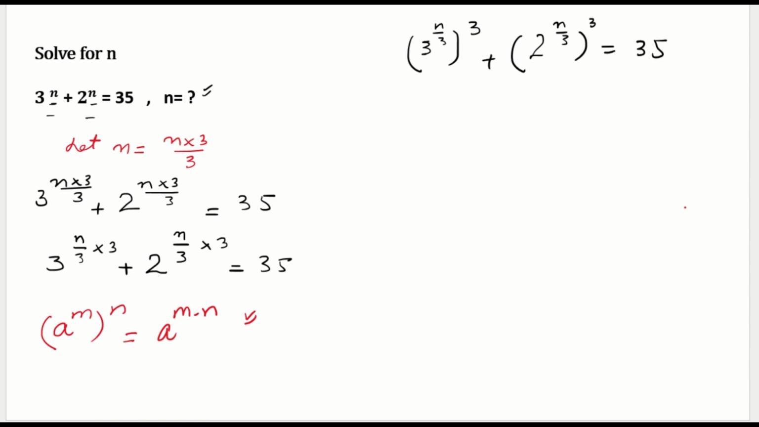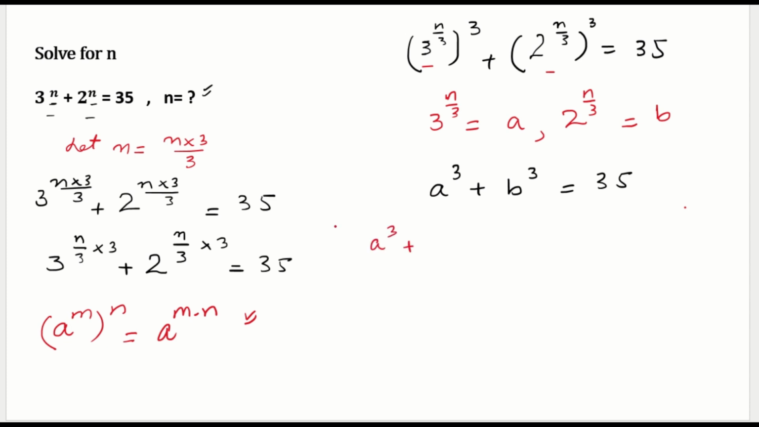So here we are going to substitute 3 to the power n over 3 as a, and 2 to the power n over 3 as b. In our next step, we can write a cube plus b cube. So our expression has become in this form. We can now use another formula, a cube plus b cube is equal to (a plus b) times (a square minus ab plus b square). We can use this formula in our next step.